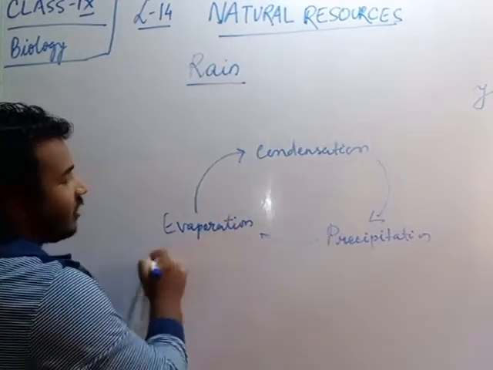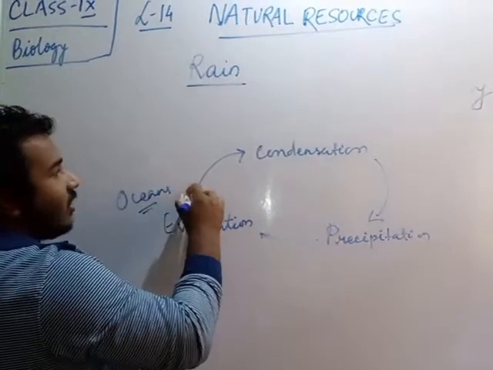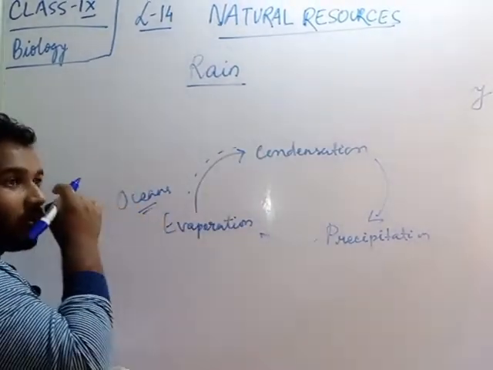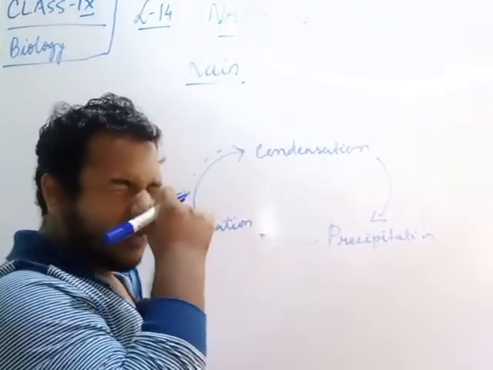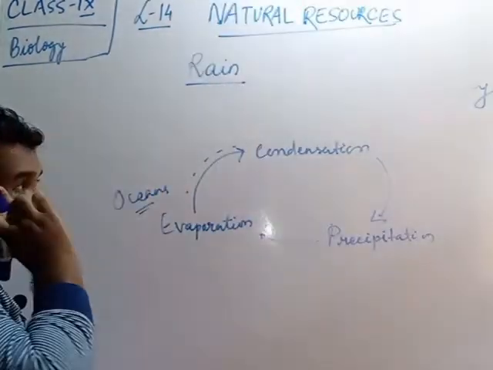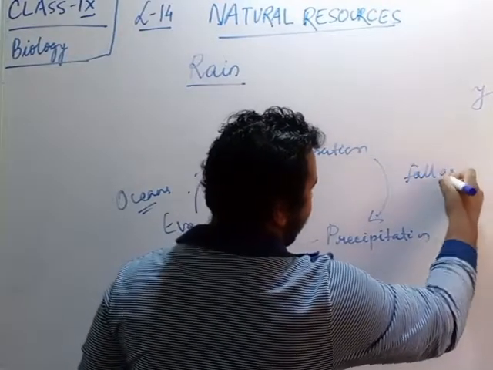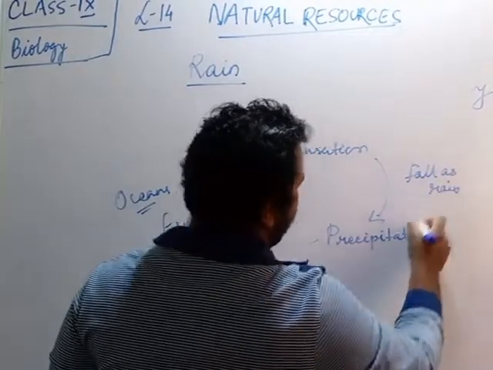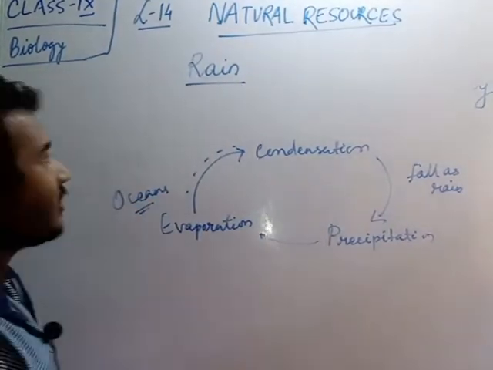Evaporation: first of all, the oceans are heated and the water vapor goes to the clouds. They form clouds, which is called condensation. When too many heavy clouds are formed, they fall as rain on cooling, and that is called precipitation. This is a continuous cycle.